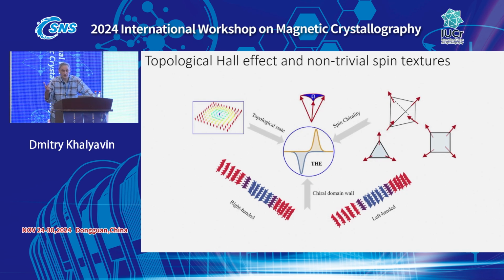So obviously the scalar chirality will be non-zero in a skyrmion crystal, but it also can be non-zero in some other spin textures, or it can come from defects, from domain walls, for instance, as well. So there is quite a lot of it. The list of materials which demonstrate the topological Hall effect is quite long.